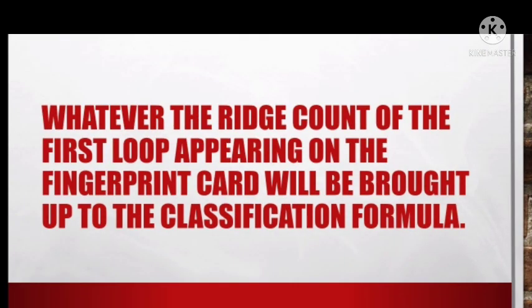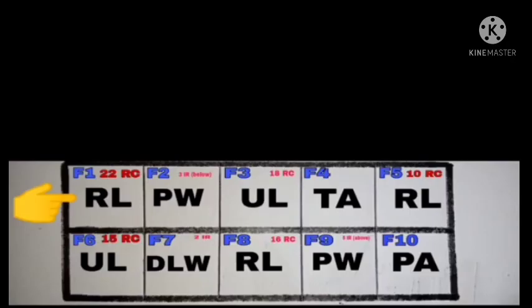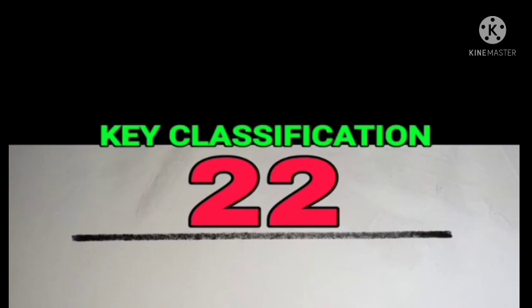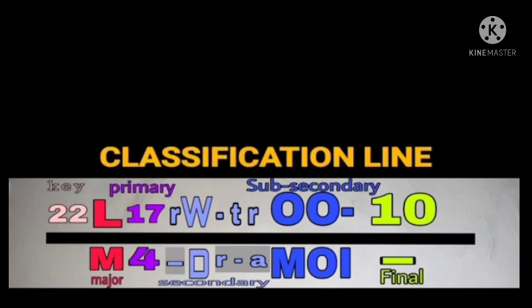Whatever the ridge count of the first loop appearing on the fingerprint card will be brought up to the classification formula. In the chart, the first appearing loop was finger 1, a radial loop, and has 22 ridge count. Then place it in the numerator. Now you have the key classification. After completing all the classification, your classification line will look like this.